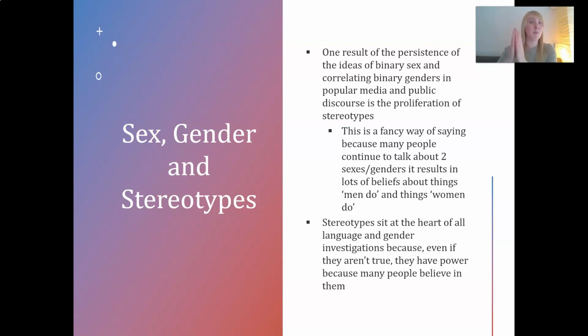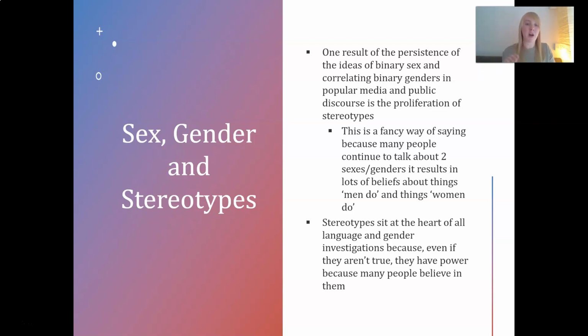So they assume that people whose biological sex assigned at birth was male will have a male gender, and so on. One of the results of this persistence of the idea of binary sex and correlating binary genders is this proliferation of stereotypes. That's really a fancy way of saying that because many people tend to talk about sex and gender as though there are things that men do and things that women do, that creates stereotypes that we then have to navigate as individuals. When we think about linguistically talking about things that men do and women do, we encounter these kinds of stereotypes all the time. And because people believe them, they can be very, very powerful, whether or not they're true.